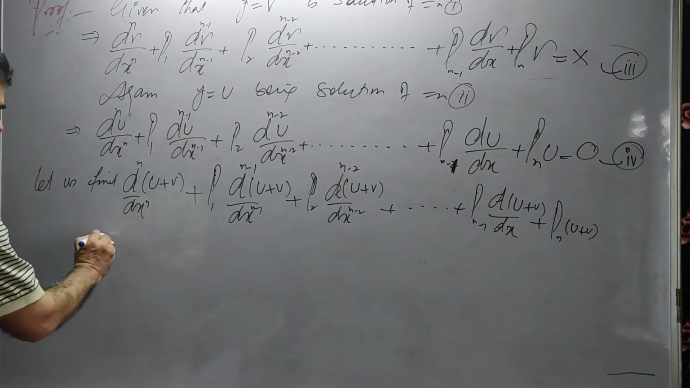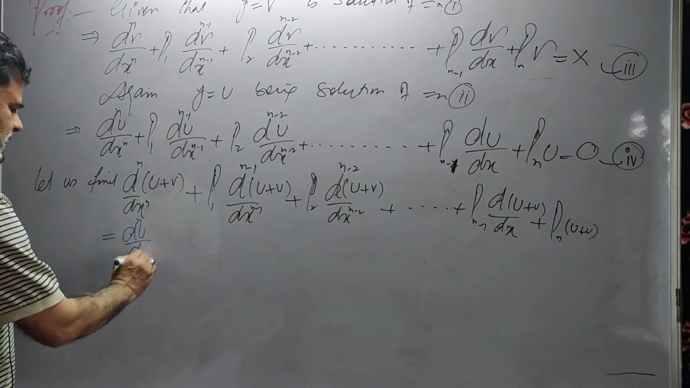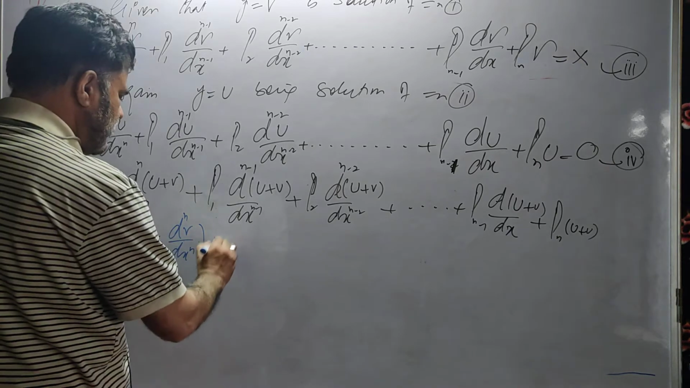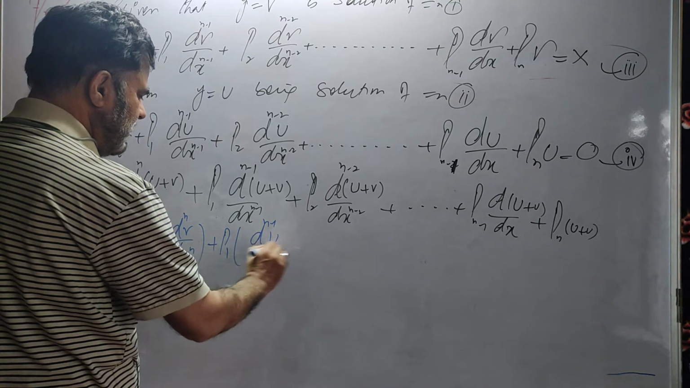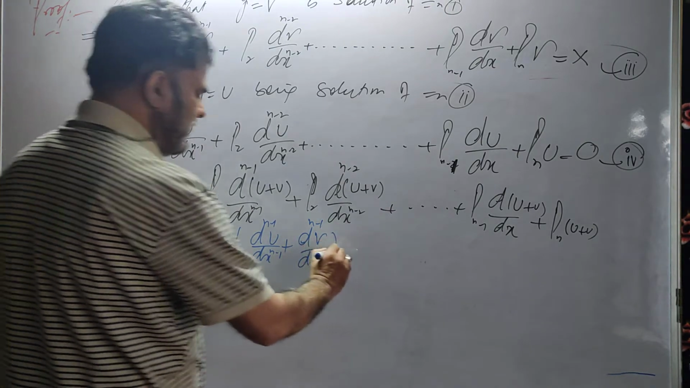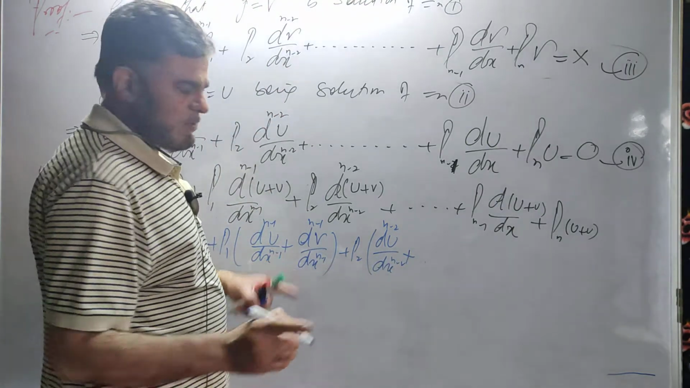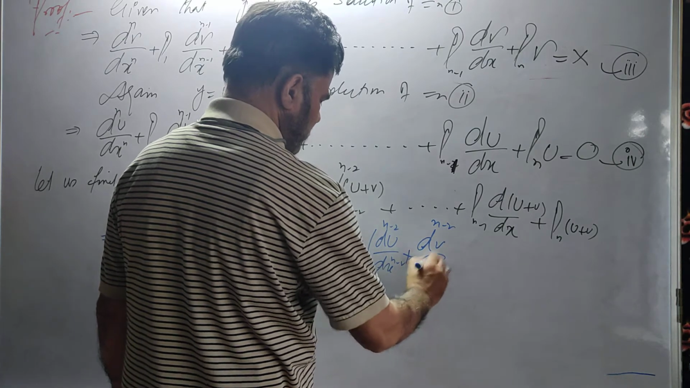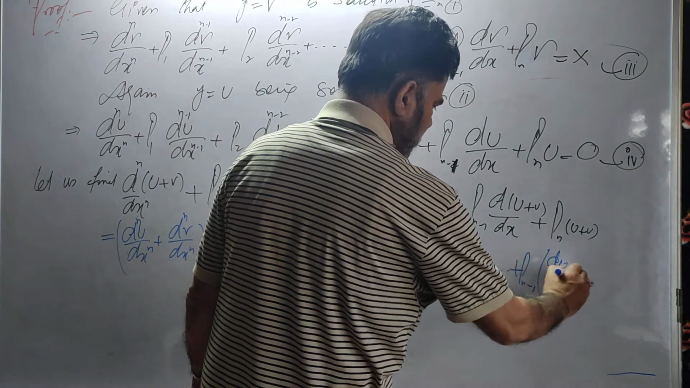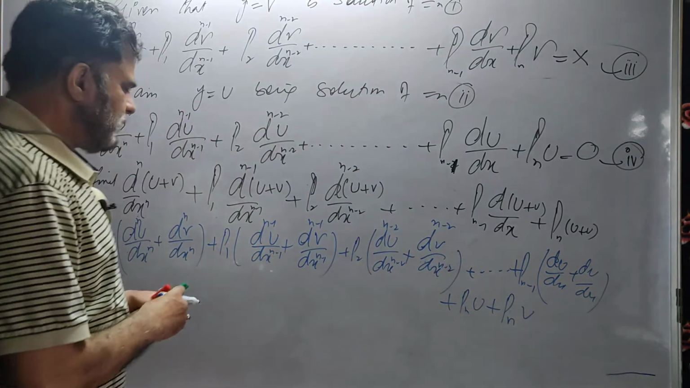So this implies that this is further equal to d^n u/dx^n plus d^n v/dx^n, plus p1 d^(n-1)u/dx^(n-1) plus d^(n-1)v/dx^(n-1), it is a very simple proof, then plus p2 d^(n-2)u/dx^(n-2) plus d^(n-2)v/dx^(n-2), and so on, p(n-1) du/dx plus dv/dx, then plus pn u plus pn v. Now I will group the terms.